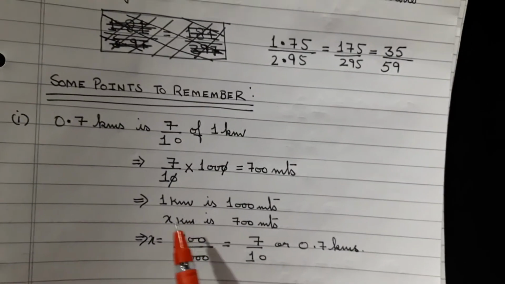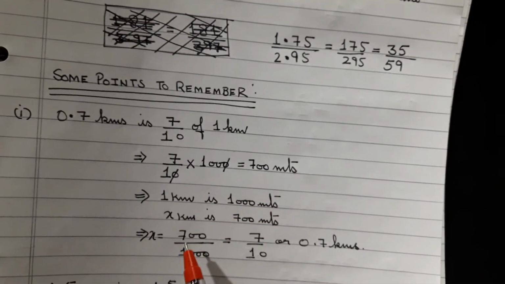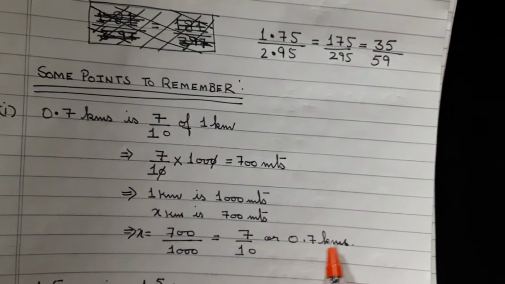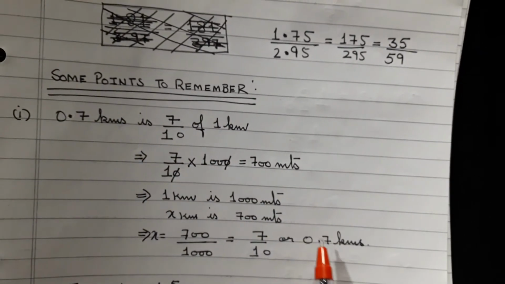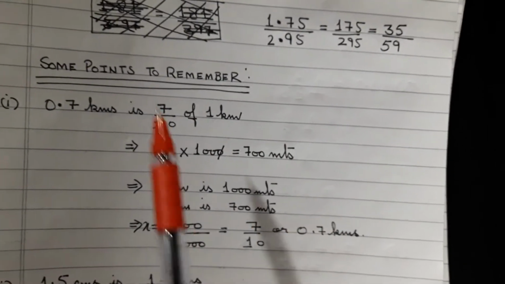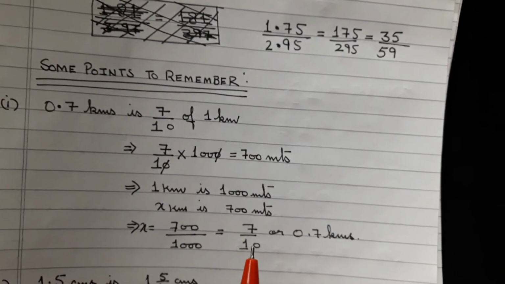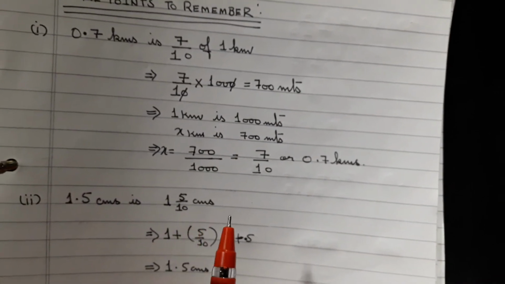So we have to find out how many kilometers is 700 meters. You cross multiply, so x will be 700 divided by 1000, which is 7 by 10 or 0.7. You get the same thing over here. So 0.7 is 7/10 of 1 kilometer. Next, 1.5 centimeters is 1 and 5 over 10 centimeters.